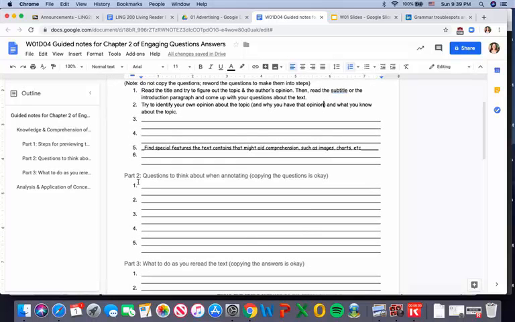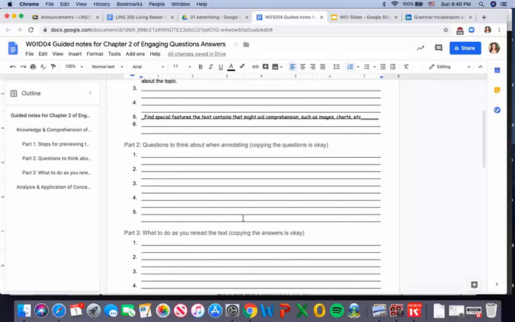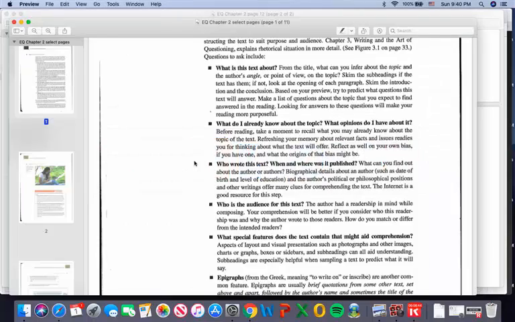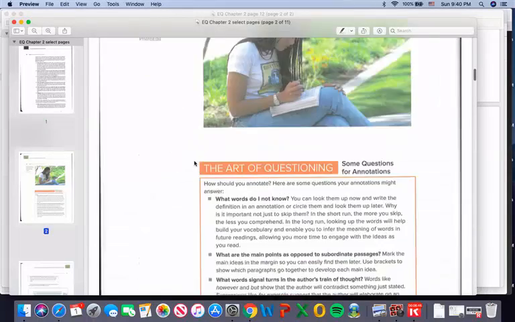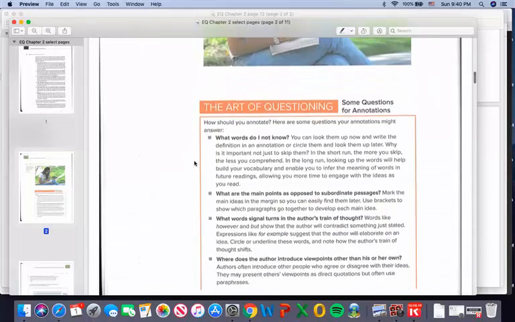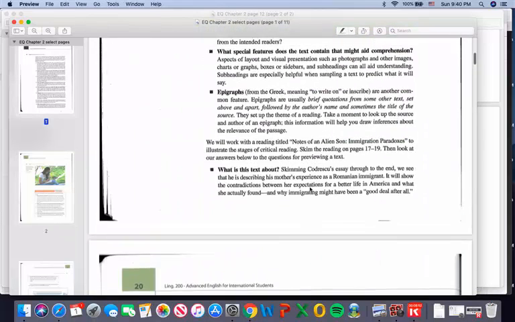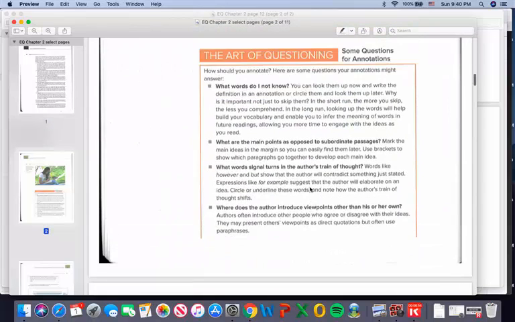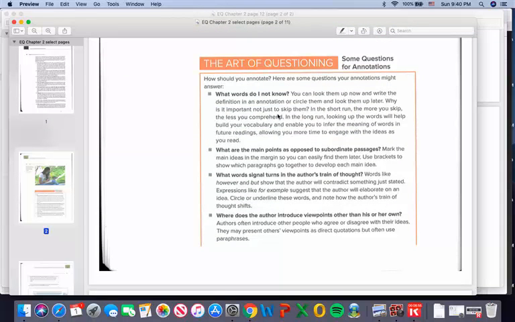So these are questions to think about when annotating. And this part should be pretty easy because all you have to do is copy the questions. So let's go ahead and we're looking for a heading that says questions to think about when annotating. So let's skim through the pages. So we're going through page 20, and then some questions for annotations. Oh my gosh. So that sounds exactly like what we want. So let's think about how many questions we have here.